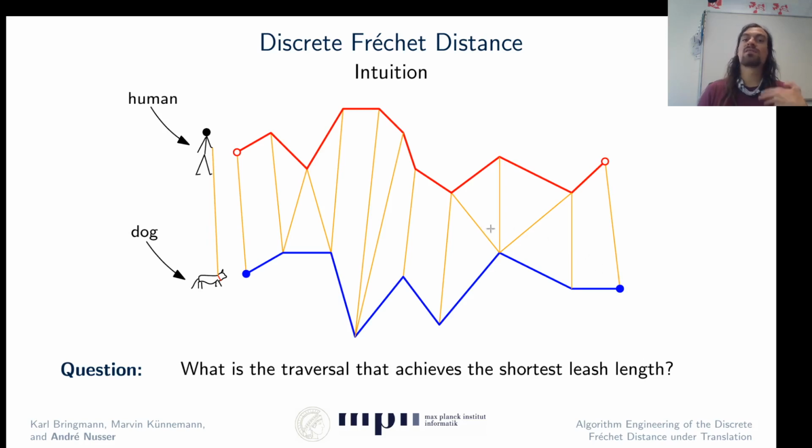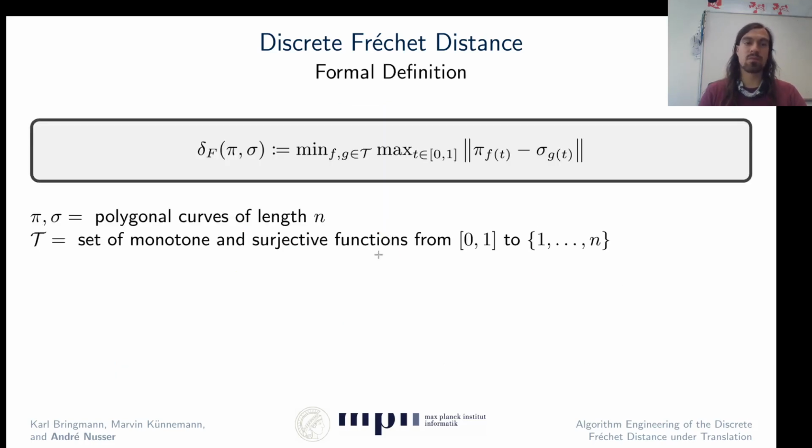And now we ask ourselves, what are the traversals such that the leash length is minimized? What is the leash length? The leash length is the longest distance that they have during the traversal. So this would be the leash length here. Okay, so that's the Fréchet distance. Let me give a more formal definition.